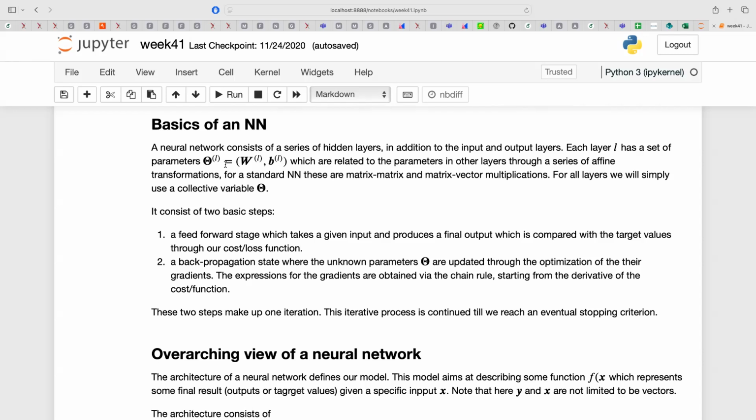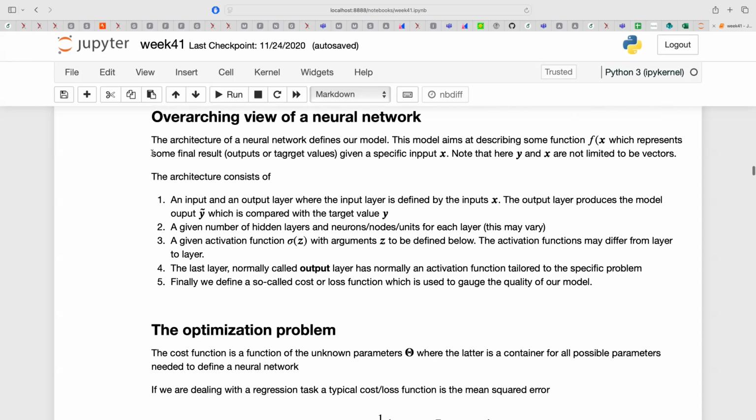If you take an overarching view of the network, this is the architecture. As I mentioned previously, there is an input and an output layer, where the input layer is defined by the inputs X, or your design matrix. The output layer produces the model output, which is then compared with a target value Y. There is going to be a given number of hidden layers and neurons, or nodes or units, for each layer, and this can vary. So these become parameters. When you come to deep learning and neural networks in general, welcome to the jungle of parameters. When you look at, let's say, the bias-variance trade-off, you can play around with the number of nodes and the number of hidden layers, because that represents the complexity of your model.